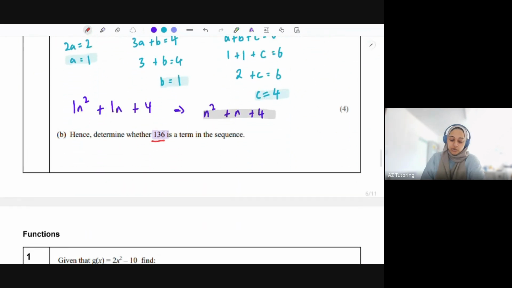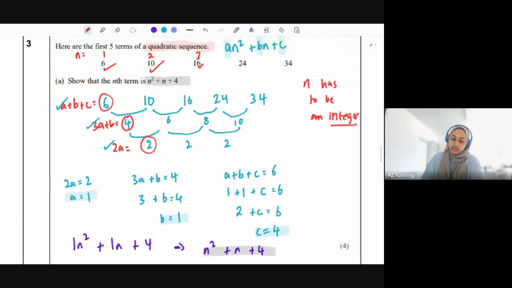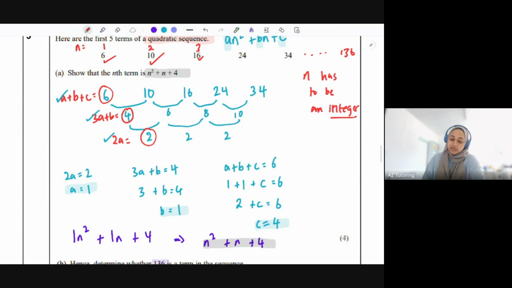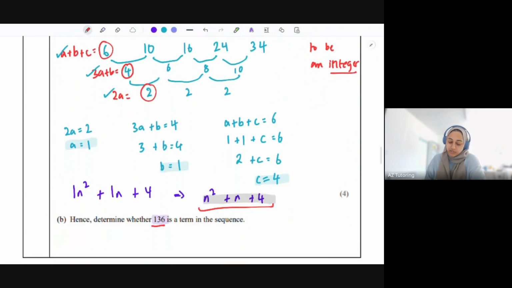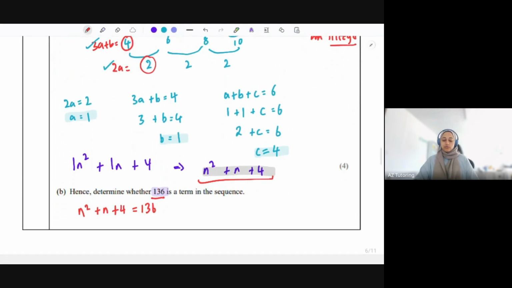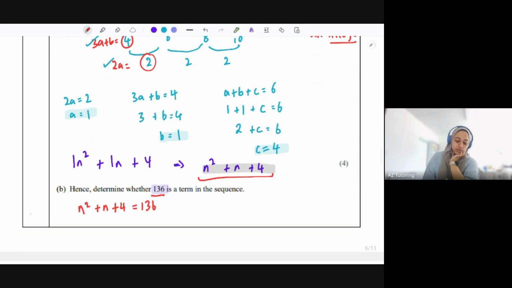So if I want to know whether 136 is a term in the sequence, or whether I continue the sequence and I get 136, what I have to do is take the equation we've just found, n squared plus n plus 4, make it equal to 136, and solve it. Remember, when you're solving quadratic equations, we always have to make the quadratic equal to 0. So I'm going to minus 136 over to the left-hand side. I get n squared plus n, 4 minus 136 is minus 132. That equals 0. You can use the quadratic formula, or you can factorize it to get the answer.